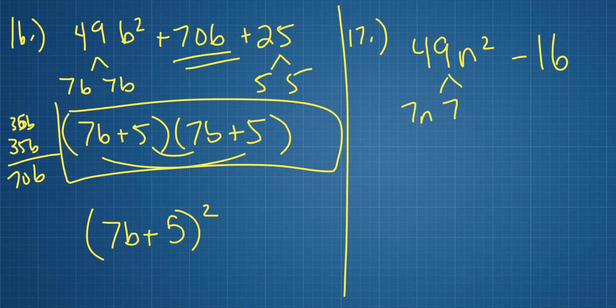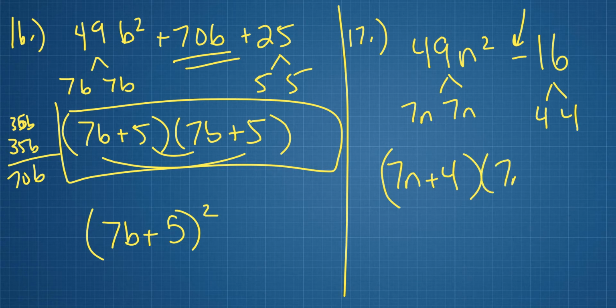So 49 is perfect, n squared is perfect, so 7n and 7n is the square roots. 16 is perfect. 4 and 4. As long as there's a minus sign in the middle, this works. And it does. So I put 7n plus 4, 7n minus 4. Done. That's it for 17.